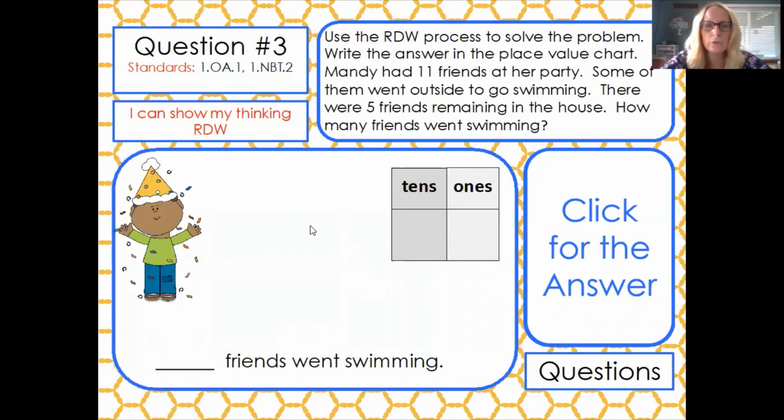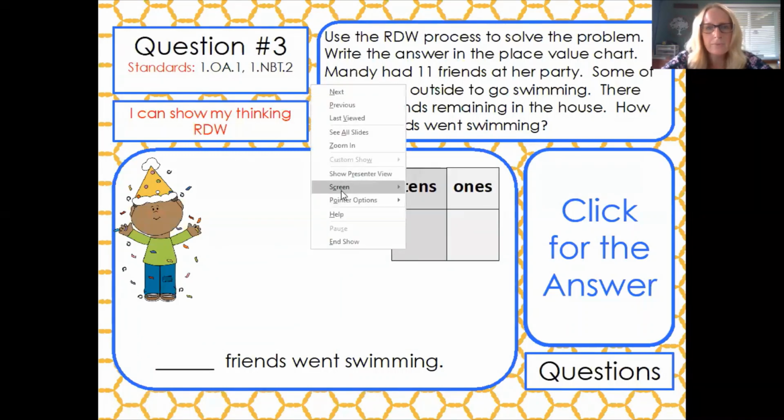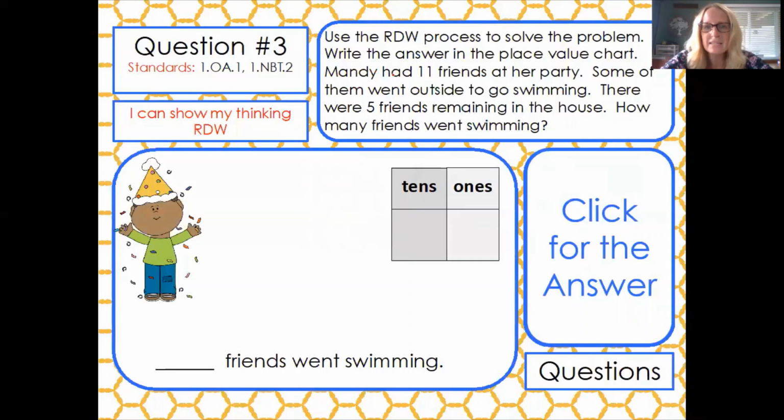Again, we have another word problem. I'm ready. I've got to get my pointer ready. And you get your pencil. Here we go. Mandy had 11 friends at her party. Some of them went outside to go swimming. There were 5 friends remaining in the house. How many friends went swimming?